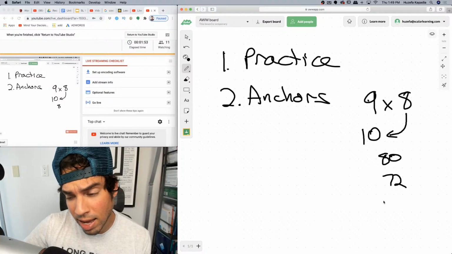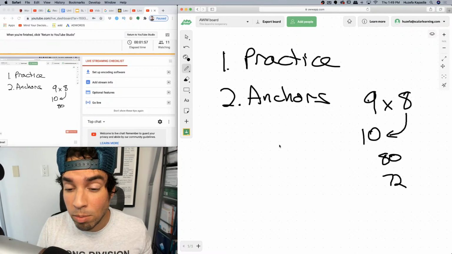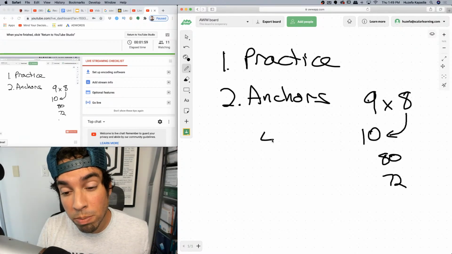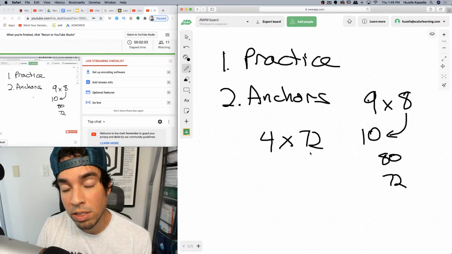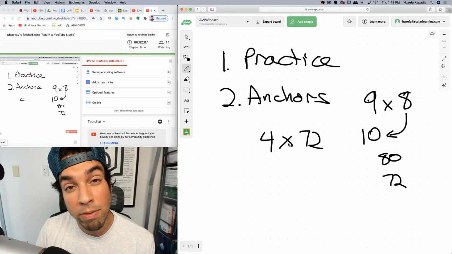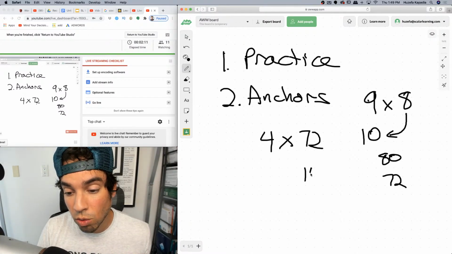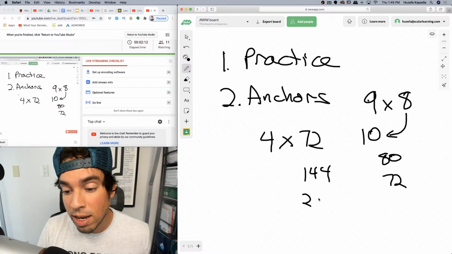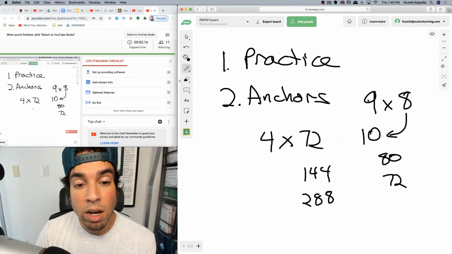Okay, another thing like that is 2 is a really great anchor. It's usually really easy to double. So likewise, when I'm multiplying by 4, let's say I'm doing something like 4 times 72. That might seem a little daunting, but one thing you can do for multiplying by 4 is it's really doubling twice. So first I'm going to double 72 and I get to 144. Then I double that again and I get to 288. So that's another good example of anchoring.